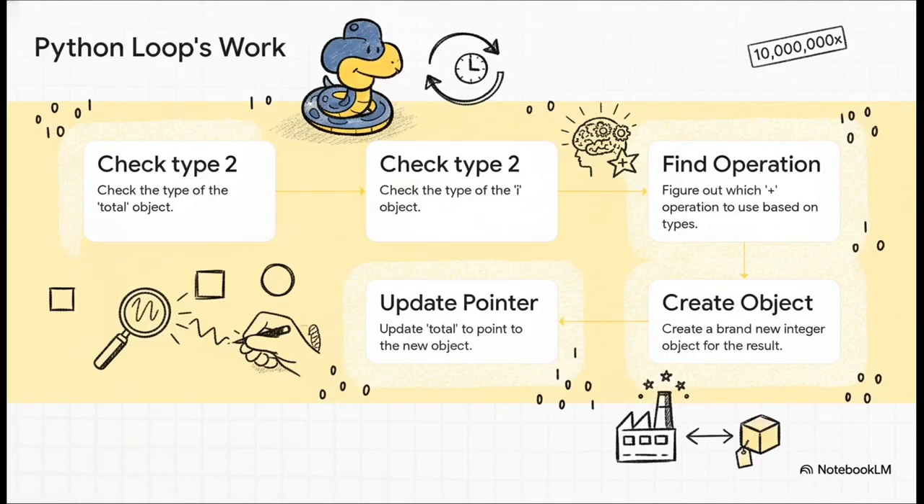And this is the aha moment. This is what's really happening inside that simple Python loop. For every single addition, Python has to go through this whole 5-step dance. Check the type of this, check the type of that, figure out how to add them, create a brand new object to hold the answer, and then update the variable. It does that 10 million times. It's no wonder it's slow.